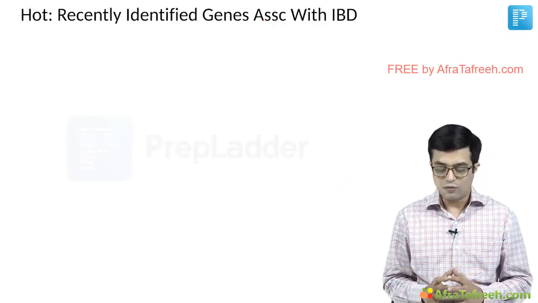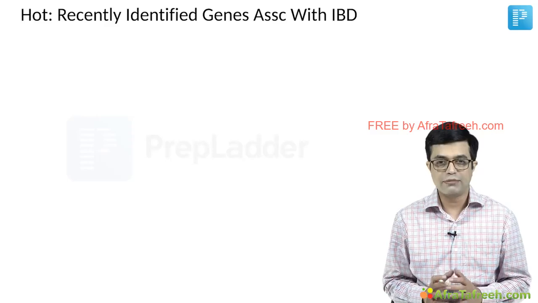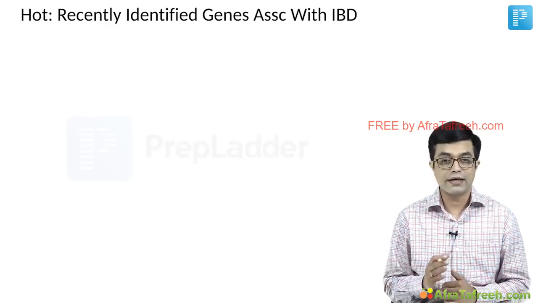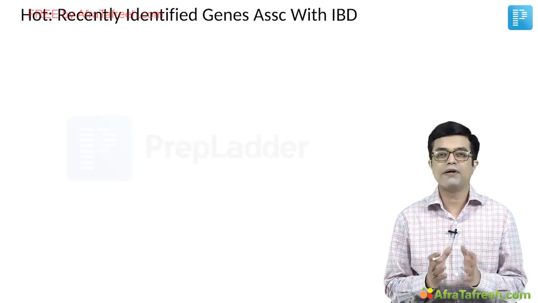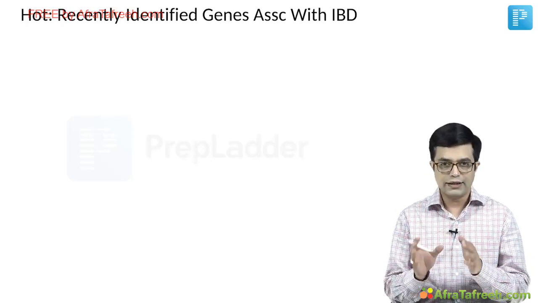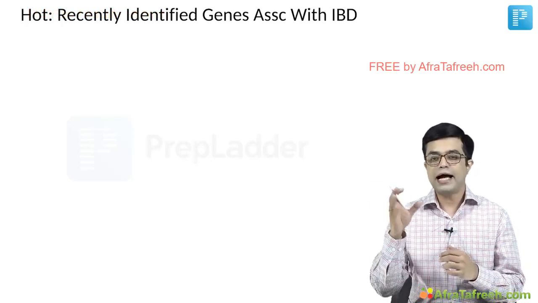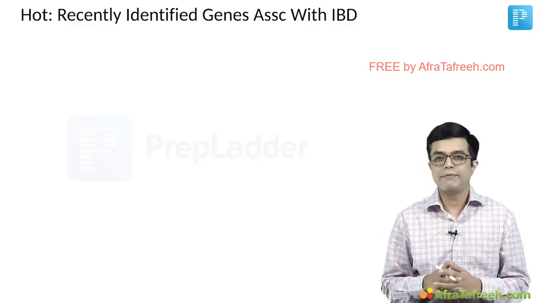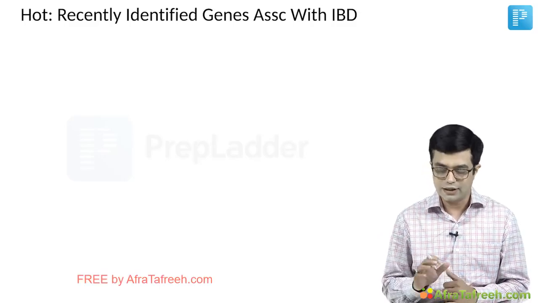Now, hot topic: what are the recently identified genes which are associated with IBD? There are huge tables given in all the pediatric GI textbooks as well as in Nelson and Harrison. But what I have done is I have picked up the important things and simplified the table for your understanding. On one side we will have the gene, then in the middle the name of the gene, what function that gene is performing, and which IBD is associated with it. Most of the genetic loci have been found to be associated with Crohn's disease as compared to ulcerative colitis. So let us look at the table.